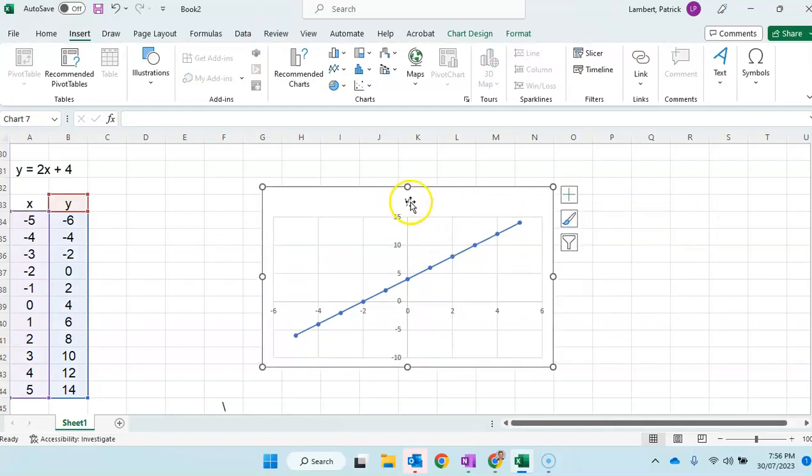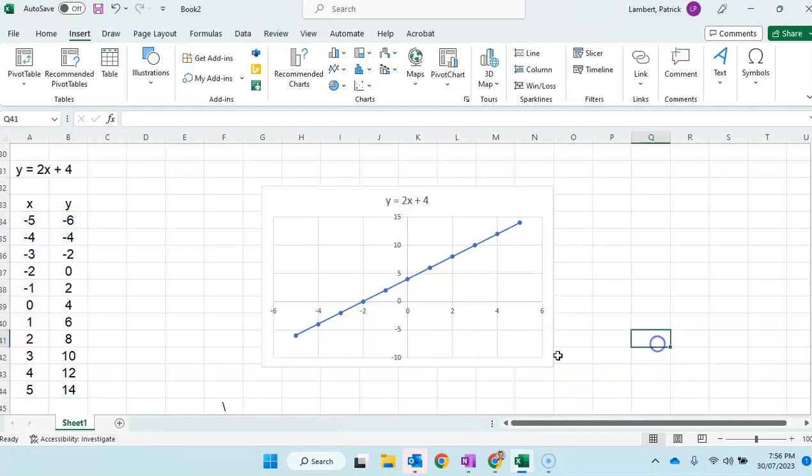You can quite easily work around and see which of the elements you can change. What I'm going to do here is quickly change the chart title and put it as y equals 2x plus 4. So there's the graph of y equals 2x plus 4. We can put a legend around there, we can move things around. What we're doing is highlighting data, inserting a graph, and working with a graph.